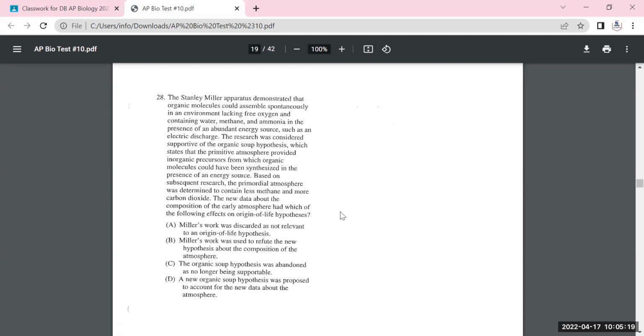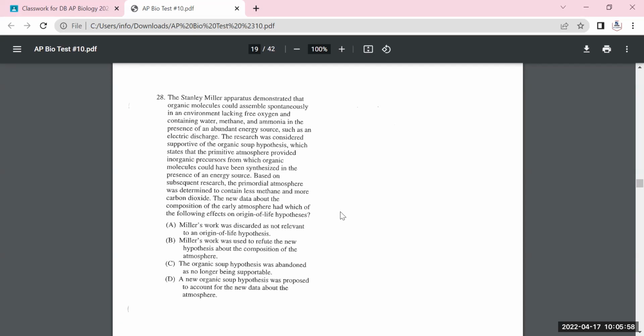Okay. The Stanley Miller apparatus demonstrated that organic molecules could assemble spontaneously in an environment lacking free oxygen and containing water, methane, and ammonia in the presence of an abundant energy source, such as an electric discharge. The research was considered supportive of the organic soup hypothesis, which states that the primitive atmosphere provided inorganic precursors from which organic molecules could have been synthesized in the presence of an energy source. Based on subsequent research, the primordial atmosphere was determined to contain less methane and more carbon dioxide.